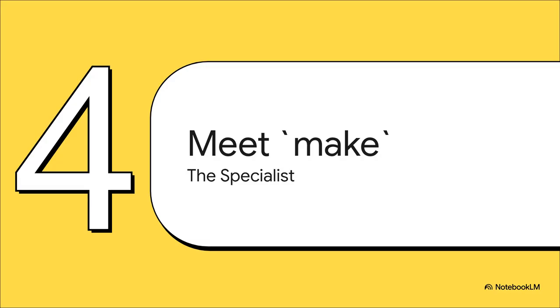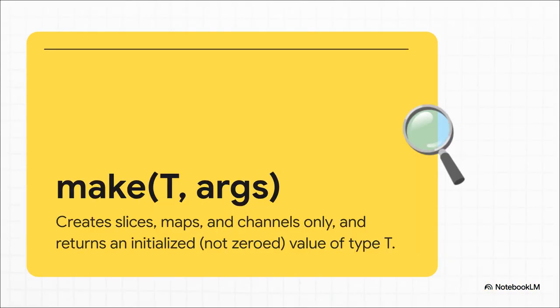All right, let's bring in our second player, make. And if new is our general-purpose screwdriver, make is like a specialized wrench. It's built for a very specific and very important job. Okay, this is the absolute key difference. Make is picky. It only works for three built-in types: slices, maps, and channels. And unlike new, it doesn't just zero out the memory. It actually initializes the complex, hidden data structures that make these types work. Also notice it gives you back the value itself, type T, not a pointer.